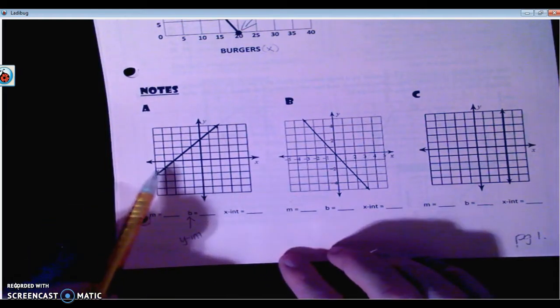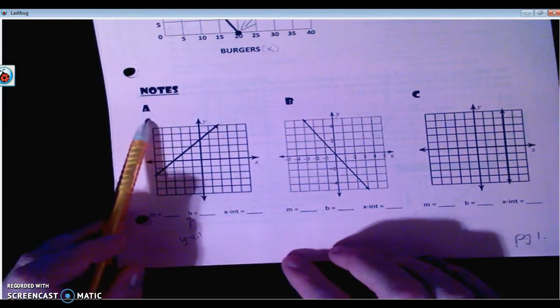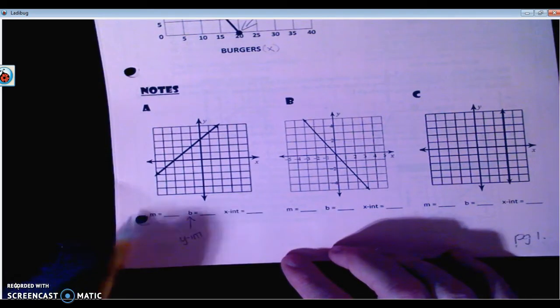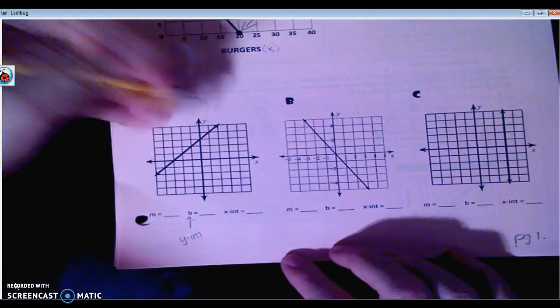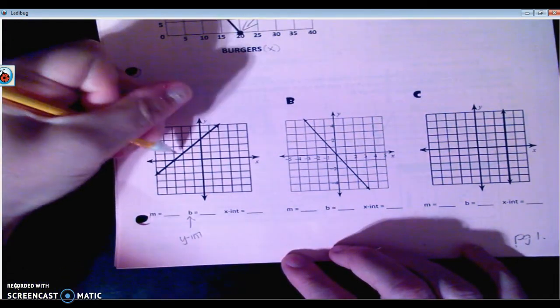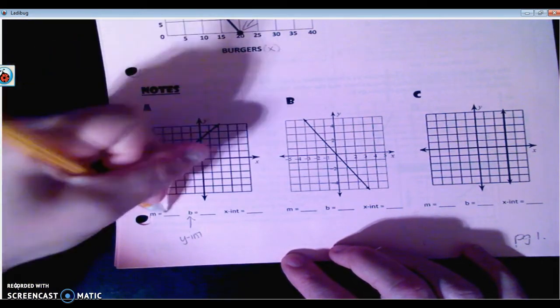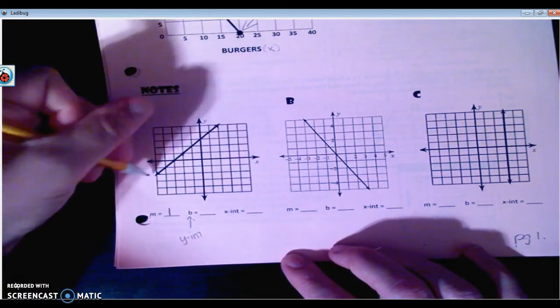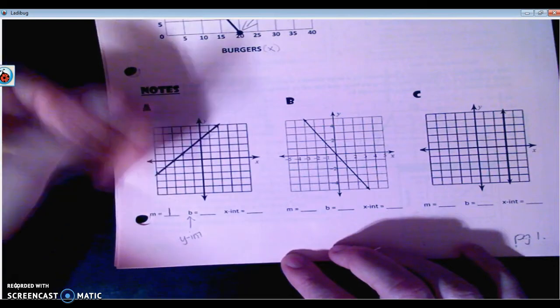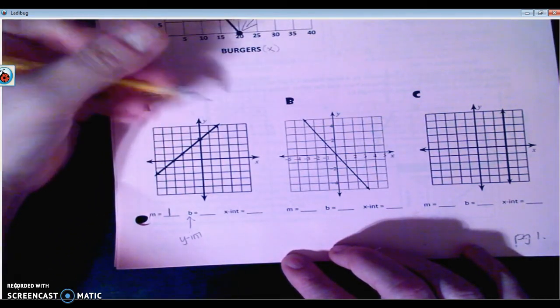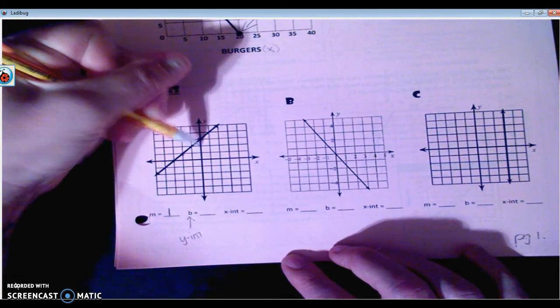So all I want you to do is we're going to first take a look at graph A. We're going to find the slope, the y-intercept, and the x-intercept. All right, well, the slope, again, find 2 points, 2 nice clear intersections, and I can see right here those 2 points. So I go up 1 over 1. So my slope is 1. Makes sense? It's positive. My y-intercept is right here, where it's crossing the y axis, so that's 1, 2, 3.